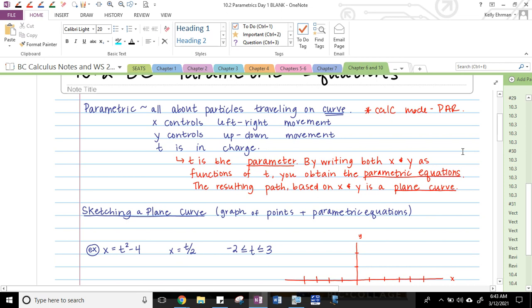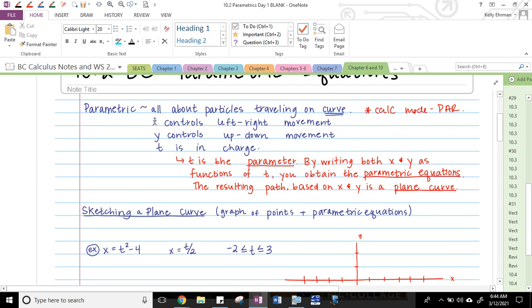We actually started off the year with parametric equations. We just didn't call them that. So parametrics are all about particles traveling on a curve. Our curve in the beginning of the year was not a curve, it was a straight line. We had a particle moving along the x-axis or a particle moving along the y-axis. So in the beginning of the year, we were just going horizontally or vertically.